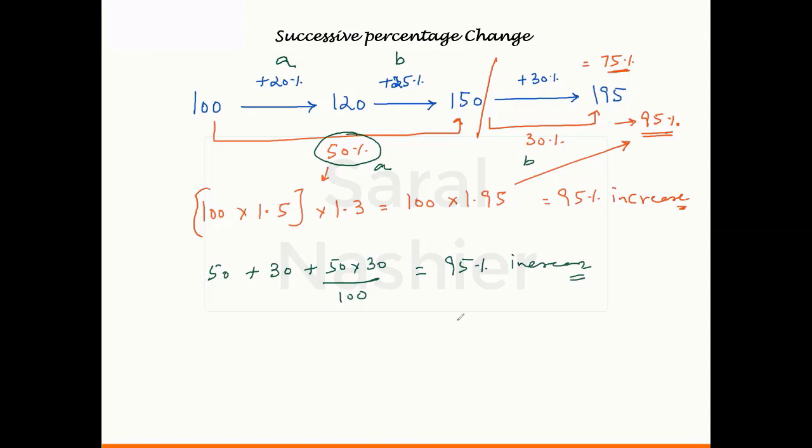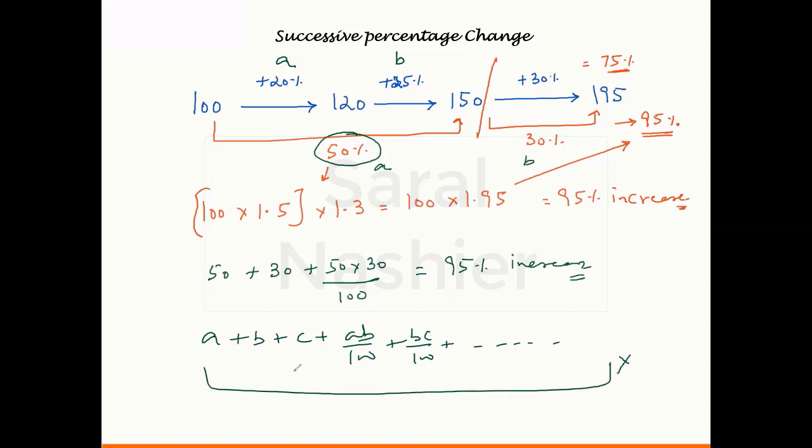So if it's a case of 3 changes, I would always suggest that you take any two, find the net change from those two first, and then take that final change as A and the third change as B, and again use the formula. Because if I use a formula for 3, it will be a very long formula. It is something like A plus B plus C plus AB by 100 plus BC by 100 plus CA by 100 plus ABC by 100 square. So there will be a very long formula to remember. So I would suggest not to do that. Rather, go straight away by this method.